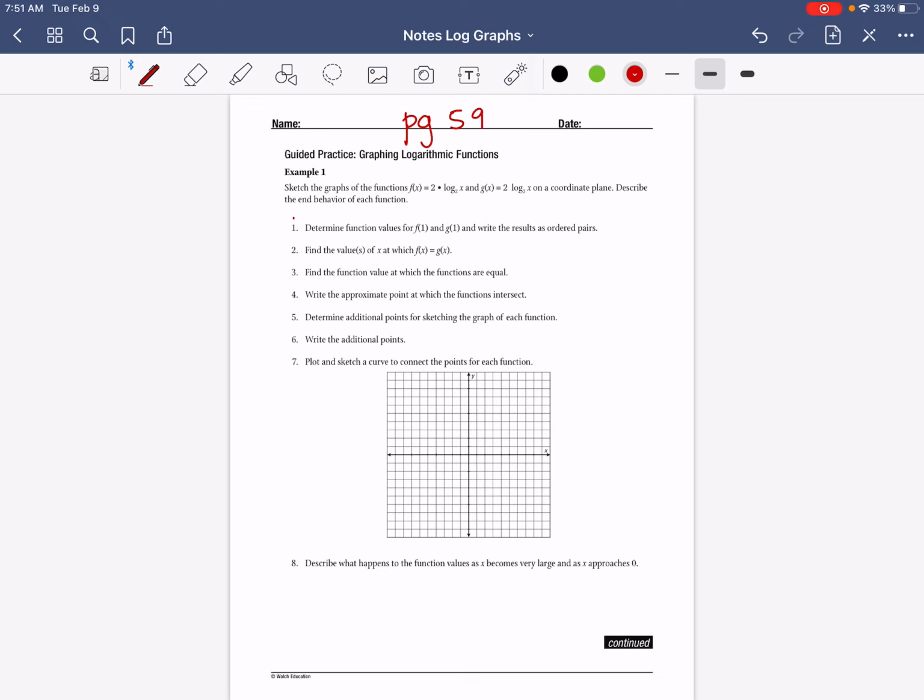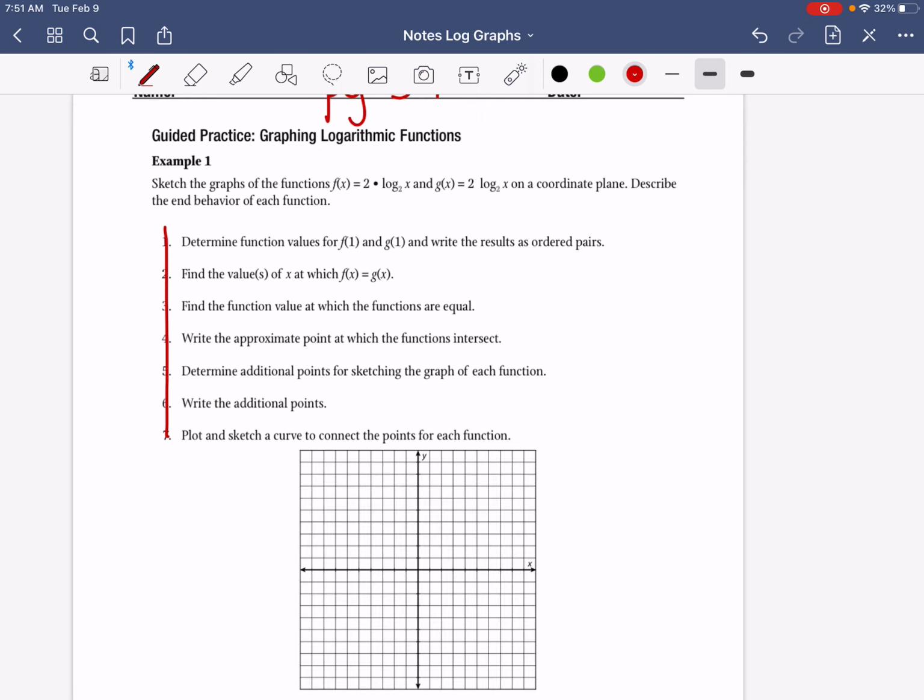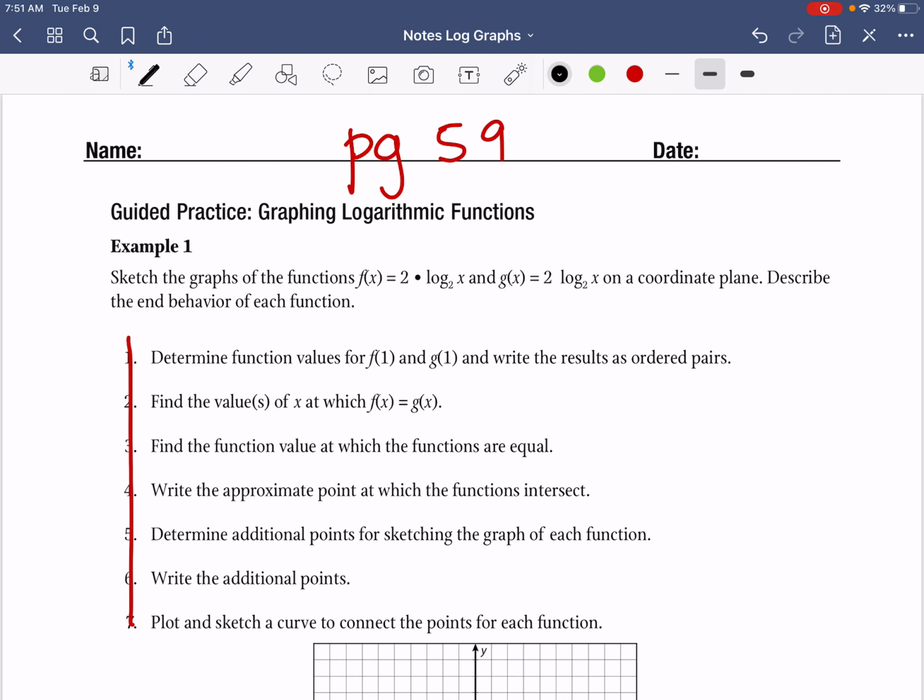We're not really going to do any of these steps that they have. We're going to just do our own graphs. We are going to graph them on the same page. So the two equations that we're going to graph, sketch the graphs f of x equals 2 times log base 2 of x and g of x equals 2 minus log base 2 of x on the coordinate plane. Describe the end behavior. We're just not going to do that part. Okay, so I'm going to try to do 2 different colors, graph them on the same graph.